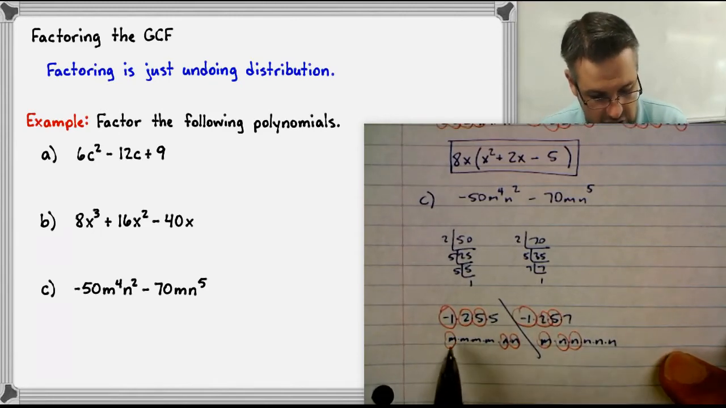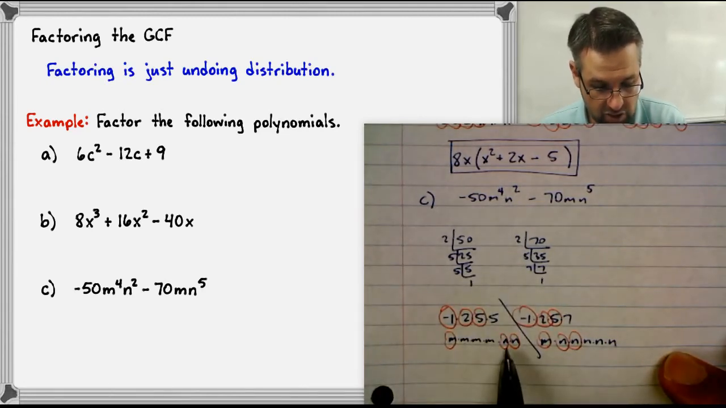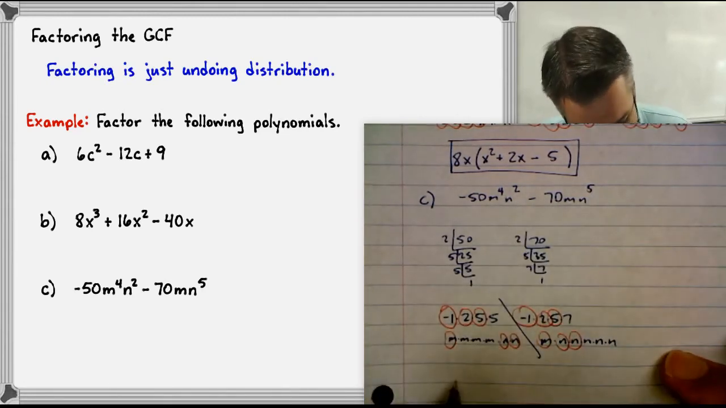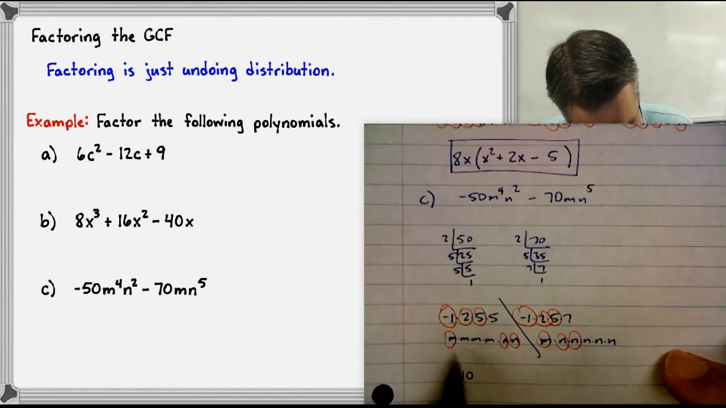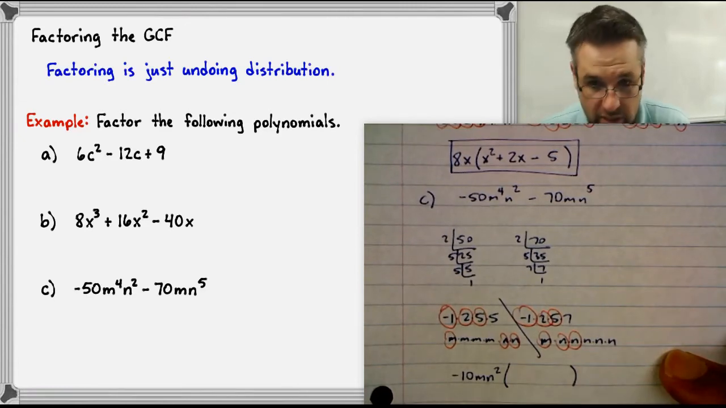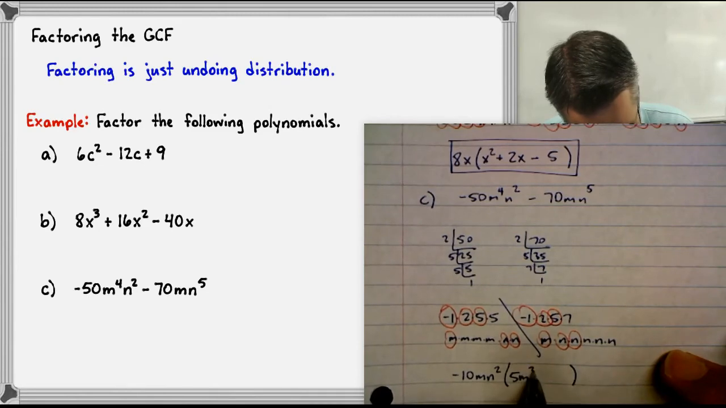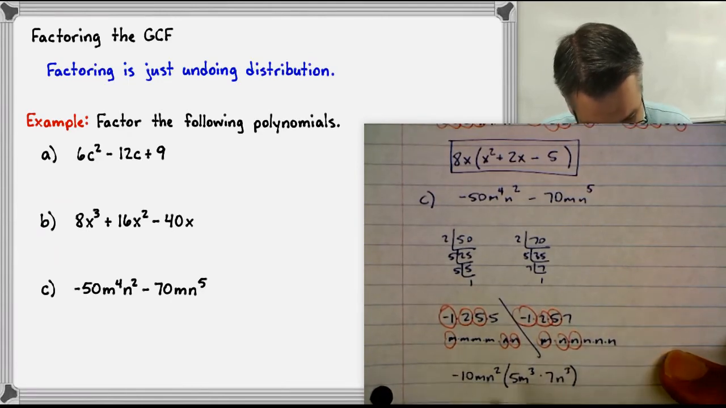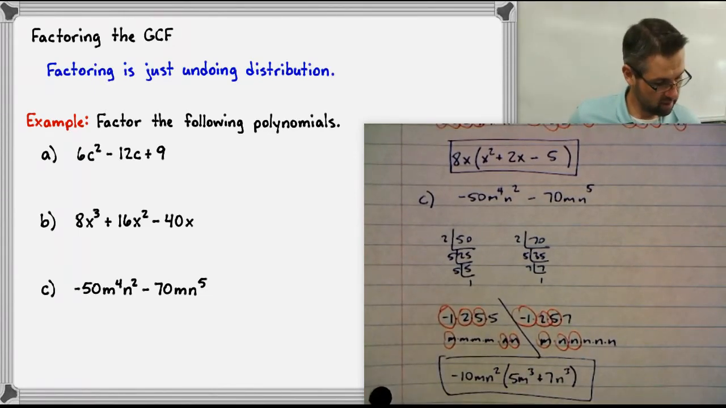So again, you can see that the GCF on the m's is the lowest exponent. The GCF on the n's is n squared. It's the lowest exponent. So we're left with negative 1 times 2 times 5 is going to be negative 10. And then we have m and then n squared. And then what's left over in our parentheses? Well, what's left over up here? We got a 5 and we have m to the third. And then here we have a 7 and an n to the third. And then because we took out the negative 1, there's only a positive left over. And so that is our factored form of this polynomial here.